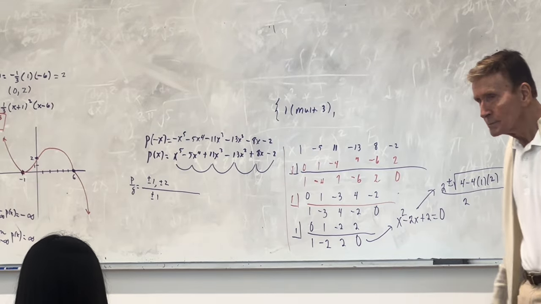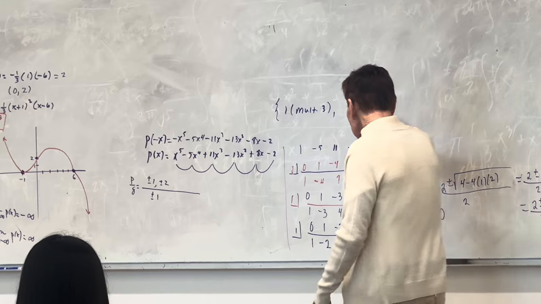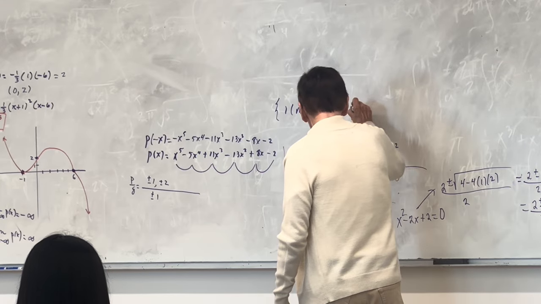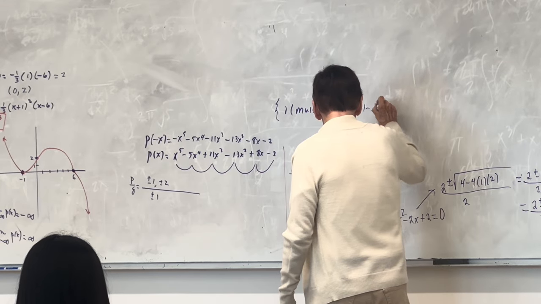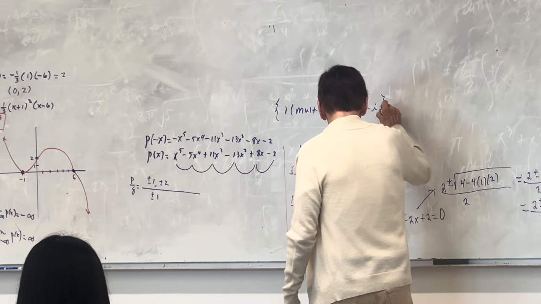Lord. That means this: 1 plus i, 1 minus i. Now I have all 5 zeros.